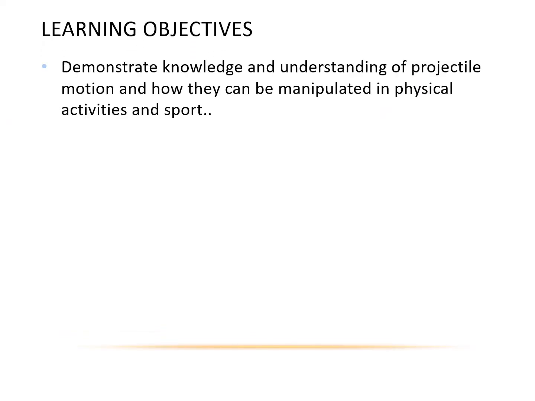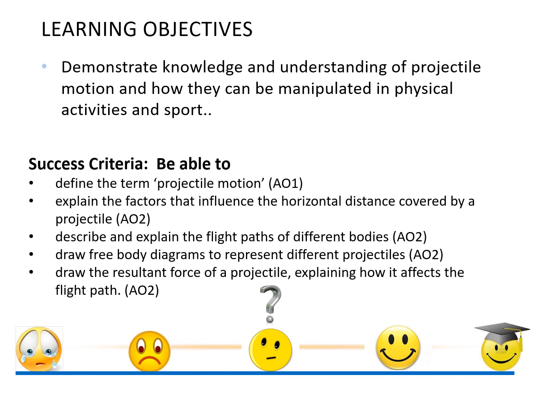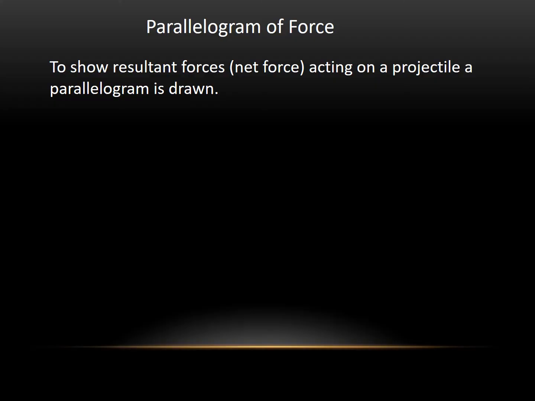Okay, so we should have done all these except for the final one. Draw the resultant force of a projectile, explaining how it affects the flight path. So parallelogram of force. To show a resultant force, or what we might call the net force acting on a projectile, a parallelogram is drawn. We're going to go through this step by step and go through it with your sheet. So the box on the right hand side is where you're going to draw the diagram, and on the left hand side with the lines is where you're going to write the description.